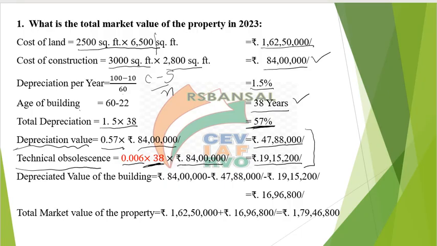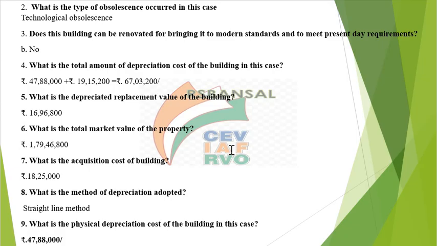So total depreciation will be 47 lakh 88,000 plus 19 lakh 15,200. The depreciated value of the building will be 84 lakh minus 47 lakh 88,000 minus 19 lakh 15,200, which is 16 lakh 96,800. So the total market value is the value of the land plus the value of the building: 1 crore 79 lakh 46,800 is the total market value of the property.